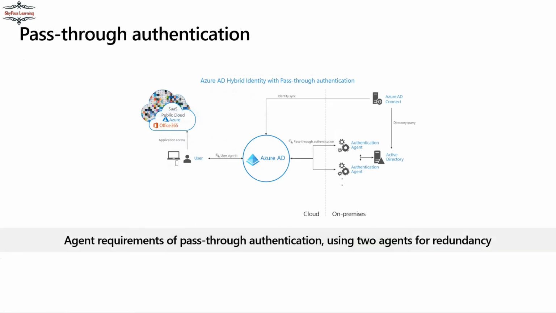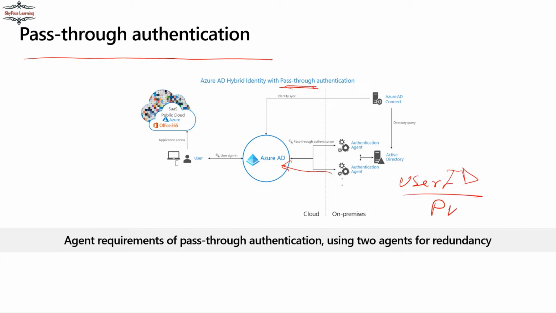Then we have the second one, pass-through authentication. As the name suggests, pass-through means something which is getting passed. So what exactly happens? Once the user is trying to sign in, the information is synced to the cloud. What information? The user ID, not the password. The password is not syncing to the cloud. So what happens in the backend? There is an Active Directory running. This is Azure AD Connect, which syncs the identity information, like the user identity, to the cloud.